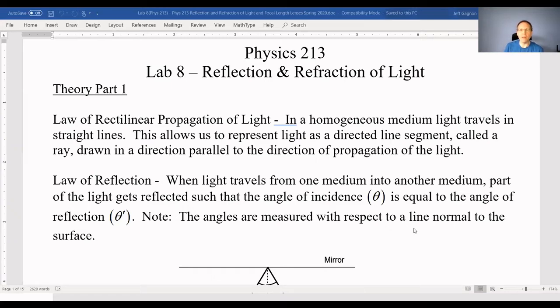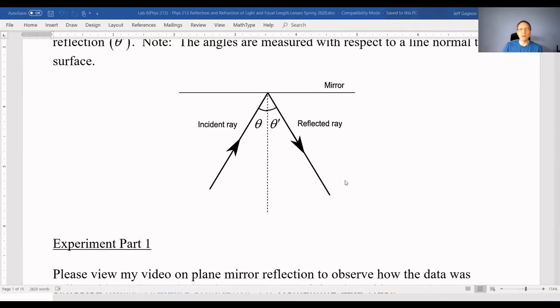Now, what the law of reflection says: here is a mirror, but this could also be a boundary between two mediums. This could be air on one side and water on the other, or air and glass. In this case, I'm just going to think of it as a mirror. I have a ray of light coming in, traveling in a straight line. This is called the incident ray. It hits that boundary and reflects, or if it's a boundary between two mediums, part of it will reflect. Since it's a mirror, most of it is going to reflect back off of that boundary.